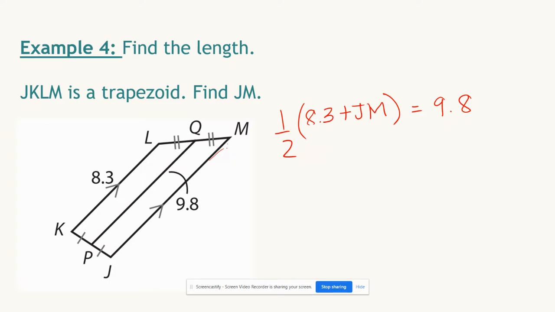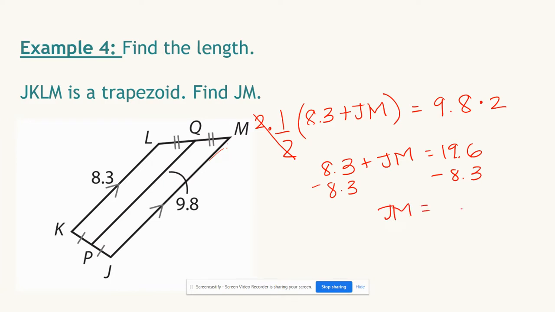Okay, so again, I don't like to deal with fractions, so I'm going to go ahead and multiply everything by 2 so that my fraction is basically gone on the one side. And I get 8.3 plus JM, and 9.8 times 2 is going to give me 19.6. Okay, then all I have to do to solve for JM is subtract 8.3 on both sides. And I'm going to get 11.3 for JM.